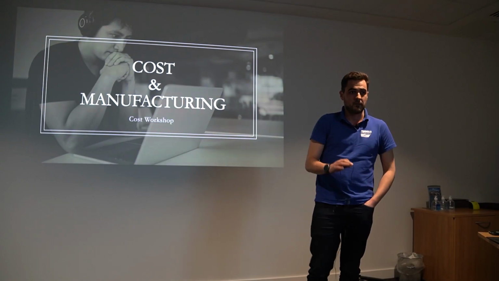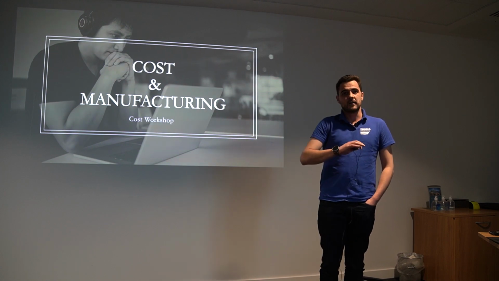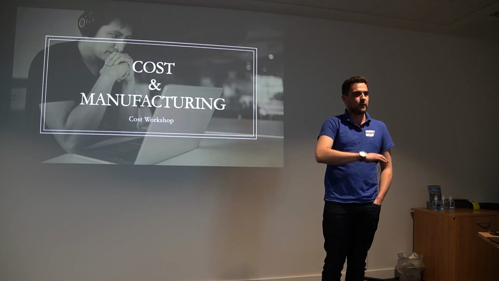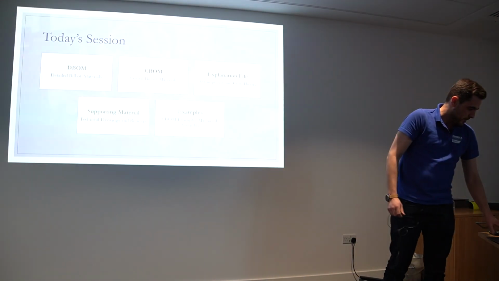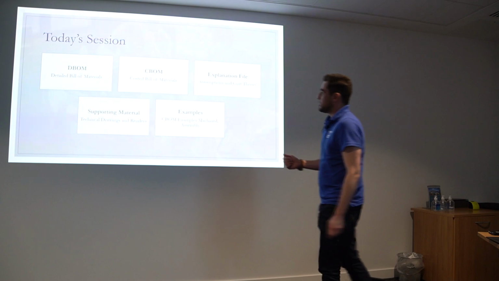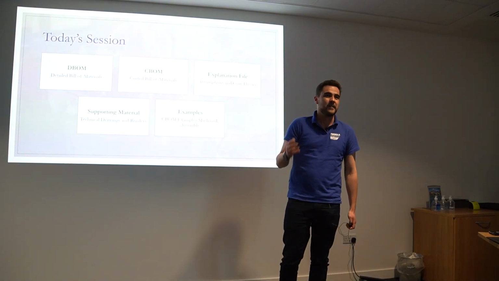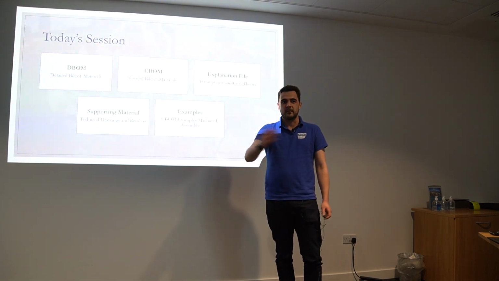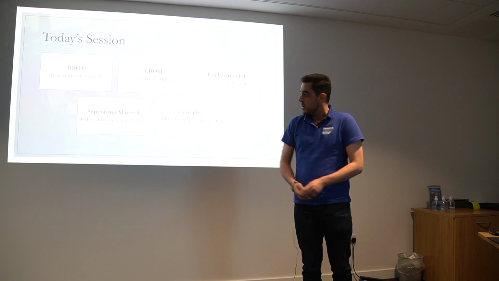So this is going to be a quick top-level overview of the cost bill of materials. We're going to go over a couple of things to start off with, but we're going to try and get onto the tool, but we might do a worked example live as we go through it all. Topics we're going to go through: detailed bill of materials, costed bill of materials, explanation file, supporting material, and then eventually some examples, and then maybe we'll do a worked example with you guys. You can do it, and we'll discuss it as we go.